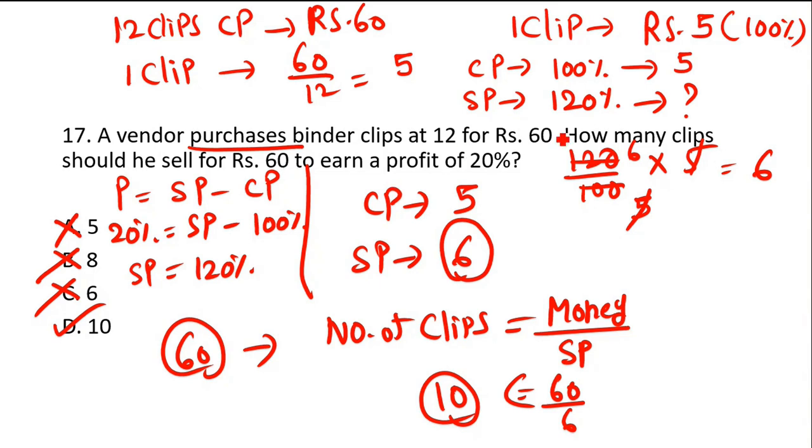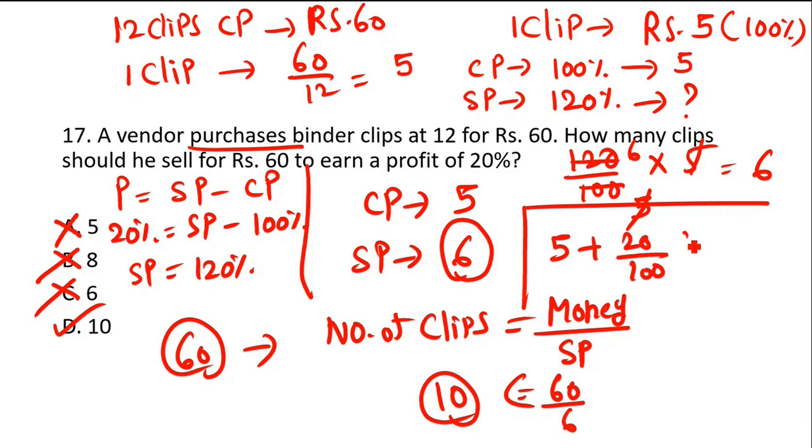Okay. If you don't want to write 120% directly, you can write like this also. 5 plus 20% of 5. 20 by 100 into 5, 5 will get cancelled off. 5 plus 1 is 6. As they said 20% profit, you can calculate 20% individually also.